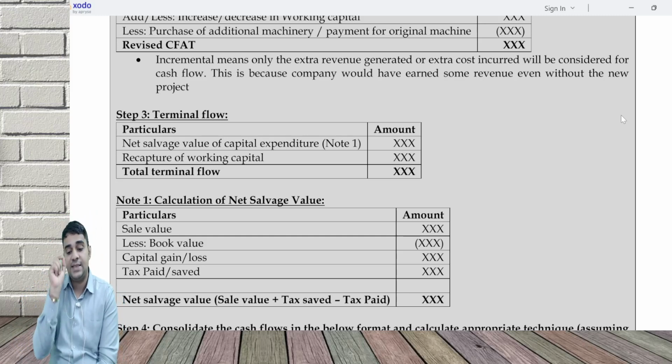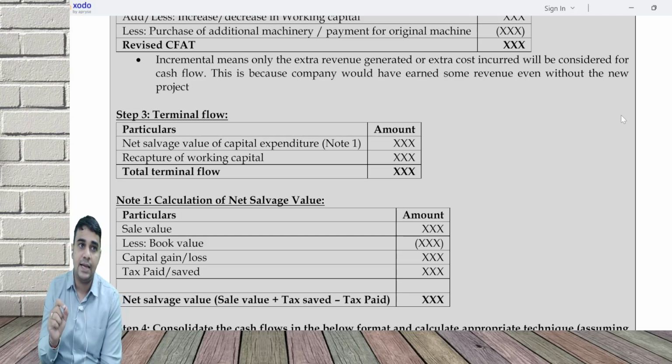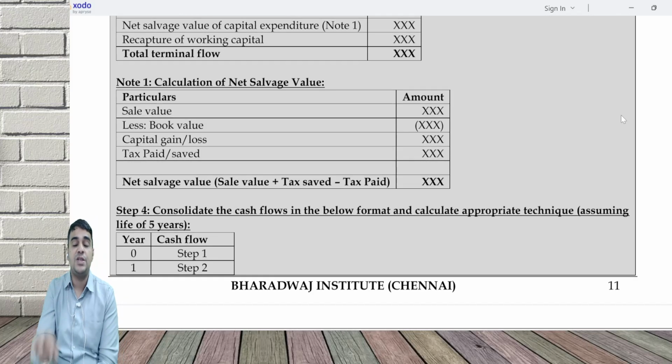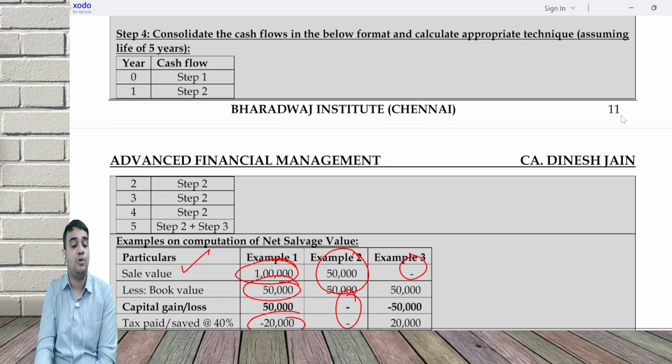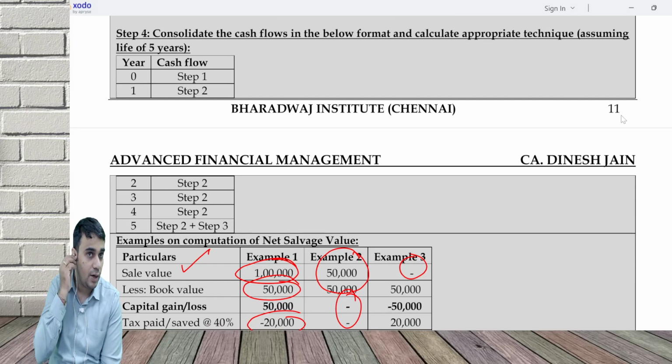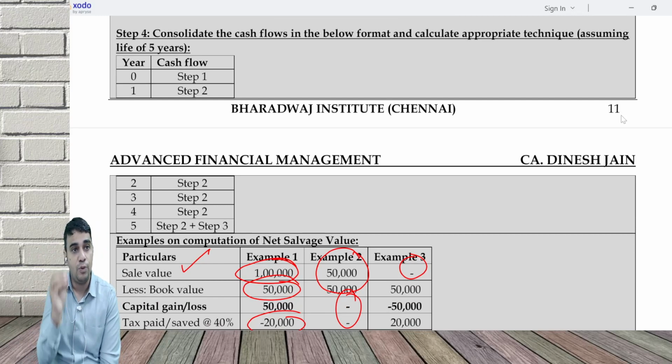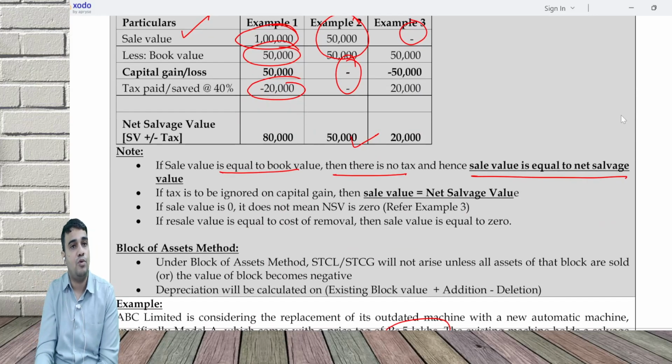In case sale value and book value are the same, NSV is equal to sale value. If the question says tax on capital gain is ignored, directly you can write it. Consolidate them together. Year 0 will come from step 1, years 1, 2, 3, 4 will come from step 2, and last year will come from step 2 plus step 3. Mostly we will calculate NPV.